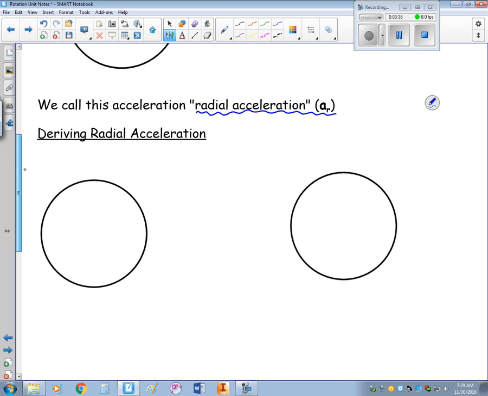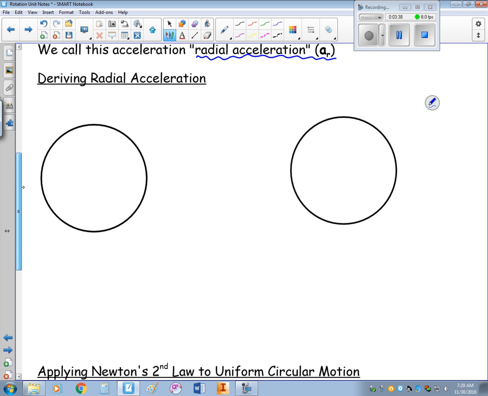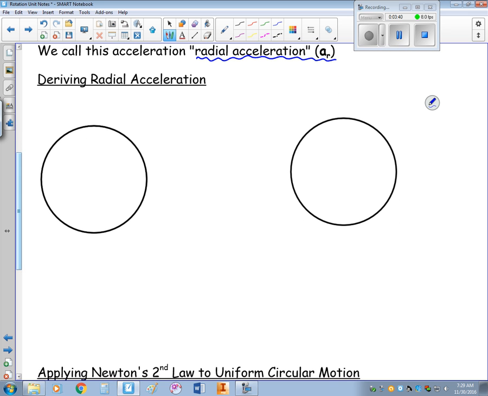Let's derive it. Let's create an equation that helps us calculate this radial acceleration. First off, let's take a look at an object going between 2 points, A and B. I'm going to go slightly into calculus. I'm going to call this a delta theta.